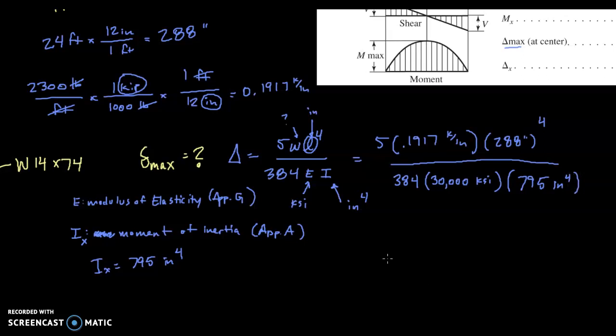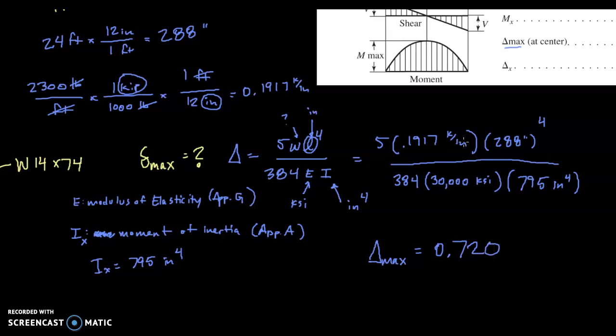We just need to simplify this formula to find delta max, which occurs at the center of the beam, is equal to, see here, we've got 5 times 0.1917 times 288 to the fourth, divided by 384, divided by 30,000, divided by 795, and I am getting for this 0.720.